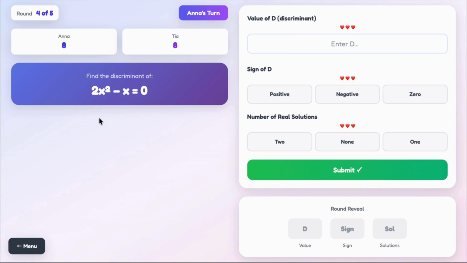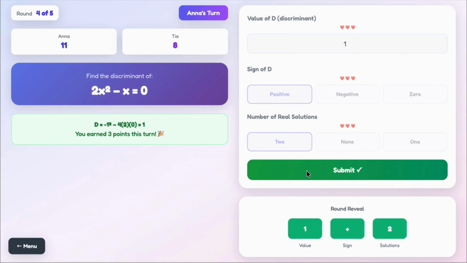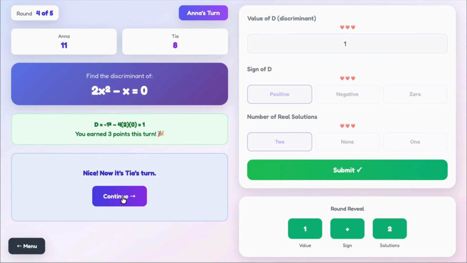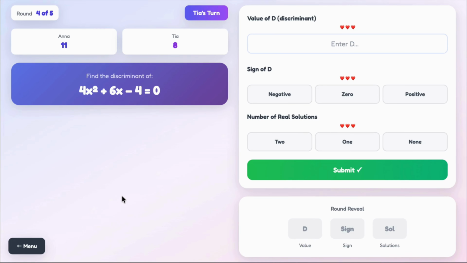So I know that the minus 4AC is going to be 0. So I have negative 1 all squared is just going to be 1. And that's positive. And 2. And that should be correct. Now it's Tia's turn. And I'm going to show you how to make a couple mistakes in the 5th round. I just don't want this to last too long.